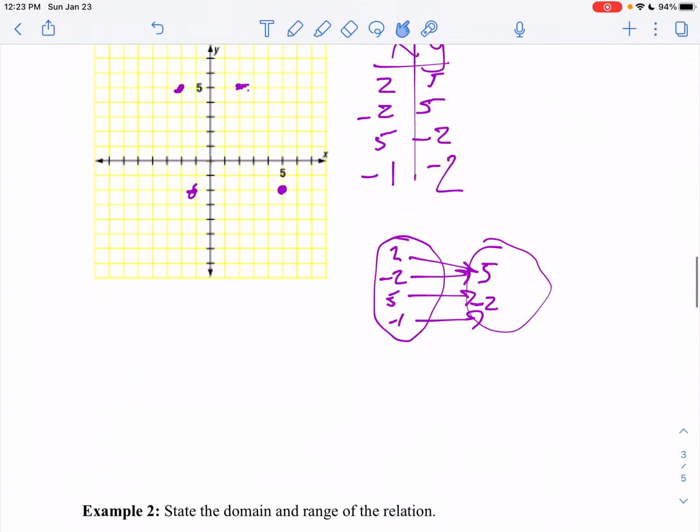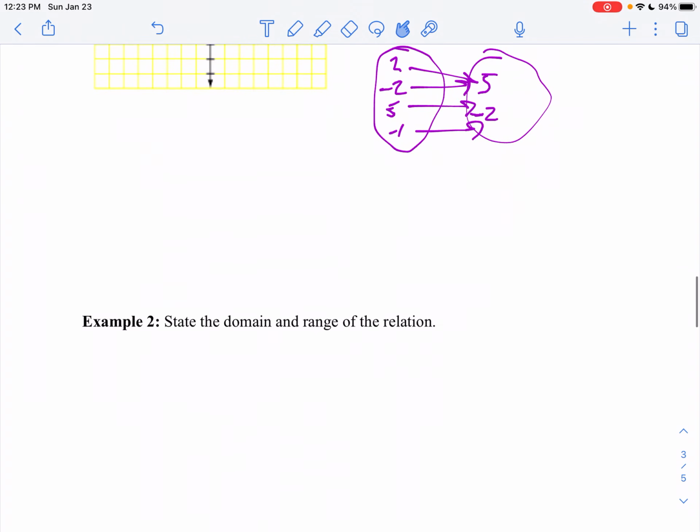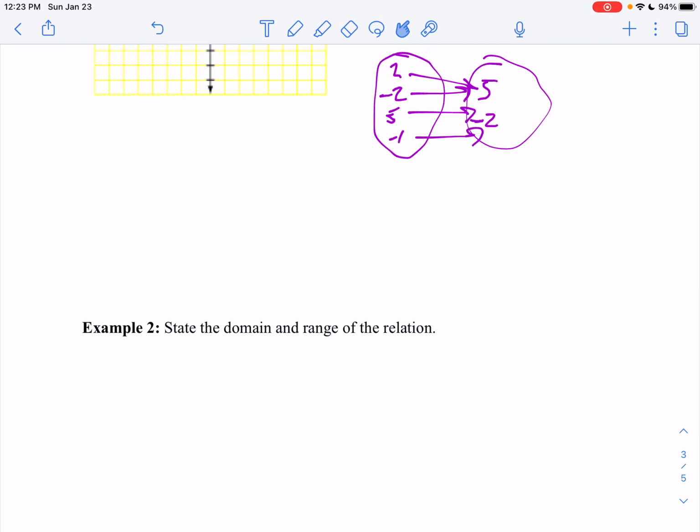There is our mapping. Now when I look at my domain, the domain are your inputs. So when we represent the domain, we usually use set notation. I'll use D for domain. I'm going to list all my numbers I'm starting with. Well, my numbers are 2, negative 2, 5, and negative 1. The order you put them in does not matter.